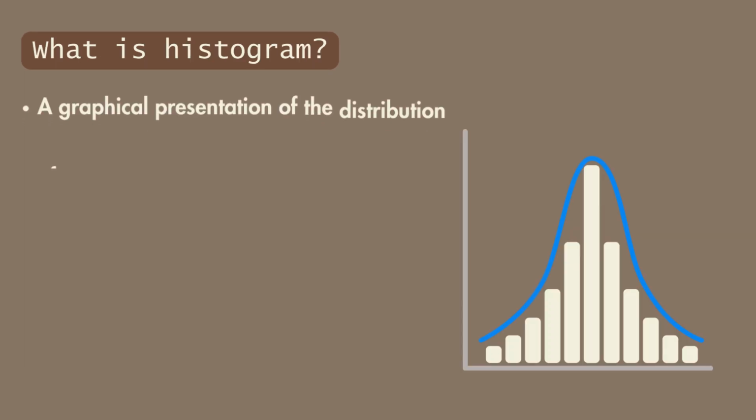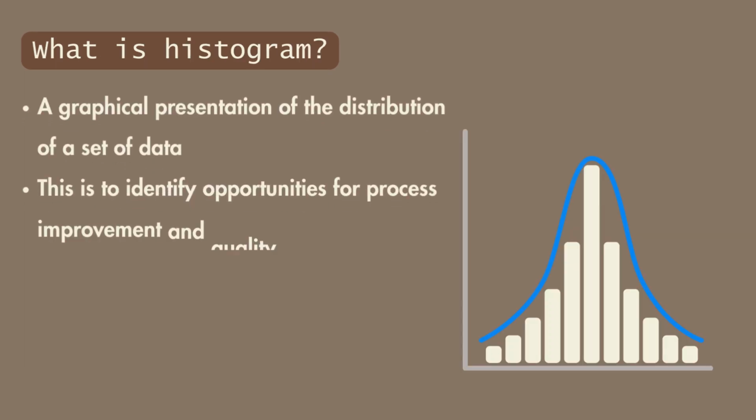Let's start with the question: what is a histogram? A histogram is a graphical presentation depicting the distribution of a set of data. Its purpose is to facilitate the identification of opportunities for process improvement and enhance quality management strategy.